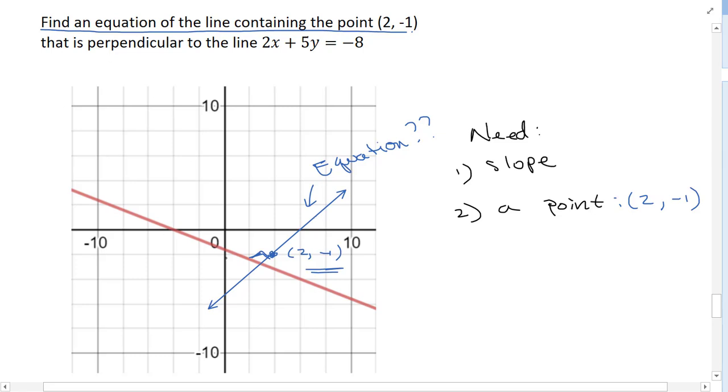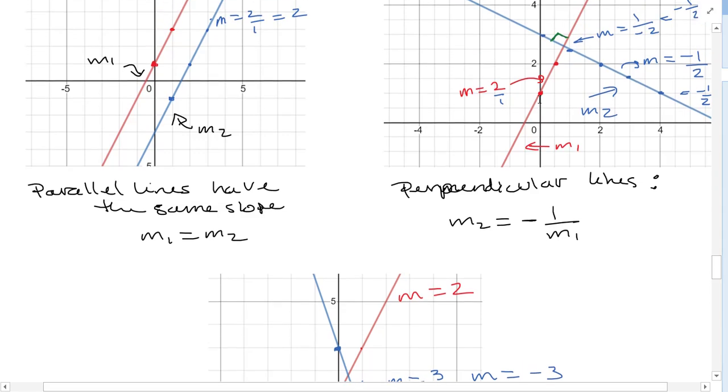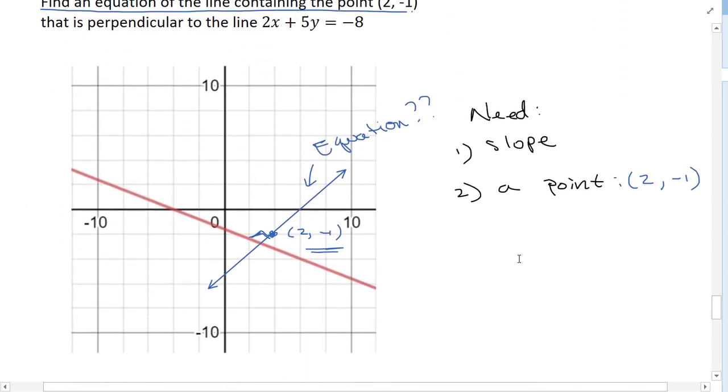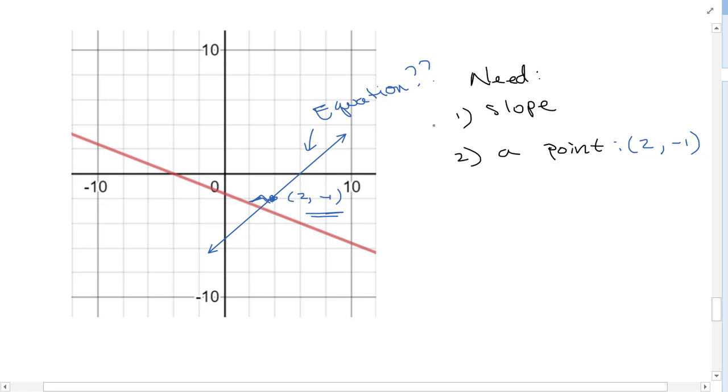So we're going to use the fact that the lines are perpendicular to be able to find the slope of our line. And we're going to use what we did over here. Perpendicular lines have slopes that are negative reciprocals of one another. I'm going to call our line the second line, so it'll be M2. M2 is going to be the negative reciprocal of M1. The red line is the line that we're given, so that's going to be M1. So what is the slope of that line?